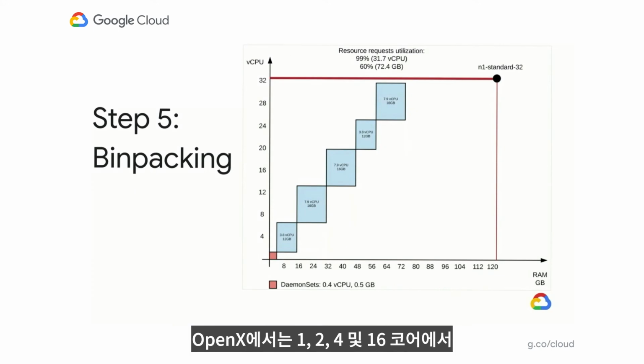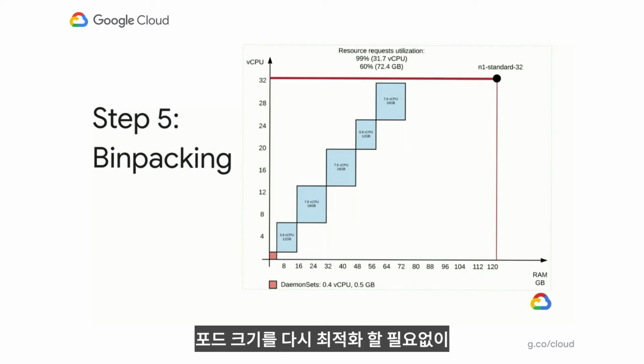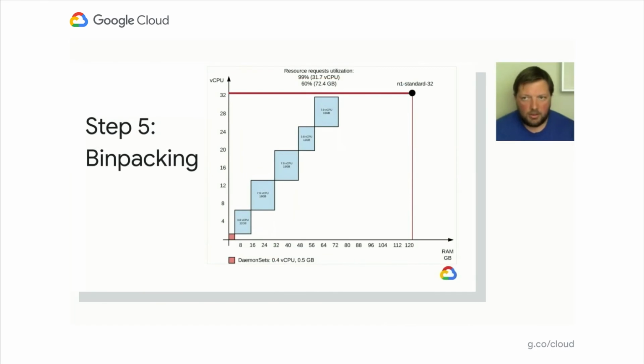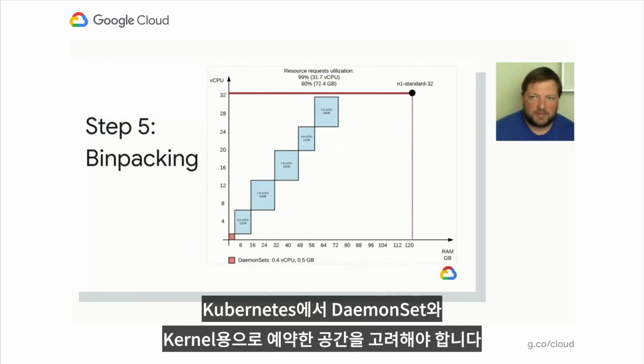At OpenX, we use the 2 to the power of n rule. We standardize pod sizes on 1, 2, 4, and 16 cores. This also matches GCE standard VM sizes and allows us to move between different VM sizes without a need to optimize pod sizes again. While doing so, make sure that you account for space reserved by Kubernetes for daemon sets and kernel.